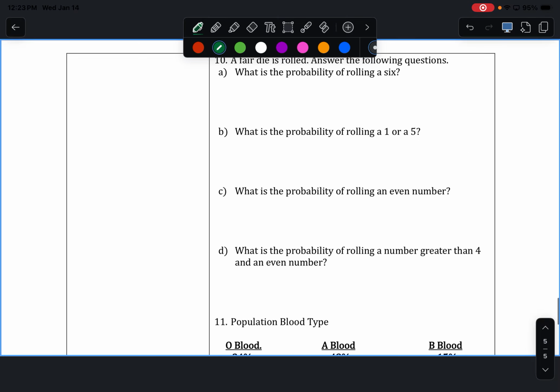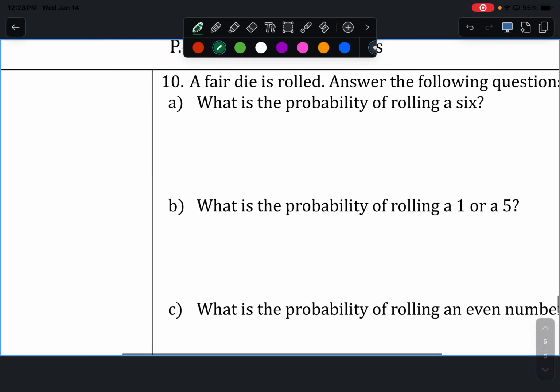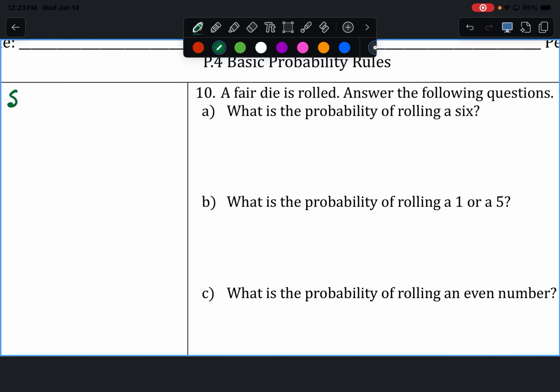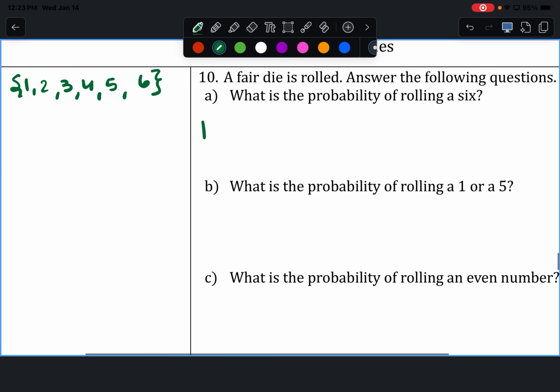Now we're going to look at number 10. So number 10 is a fair die is rolled, okay? That just means 1 dice. So before we start this, I just want us to recall, what is the sample space for 1 dice? 1, 2, 3, 4, 5, 6. Yep, it is 1, 2, 3, 4, 5, or 6. It can be any of those, okay? So that is the only things we're pulling from. So it asks us first, what is the probability of rolling a 6? 1 out of 6. Okay?